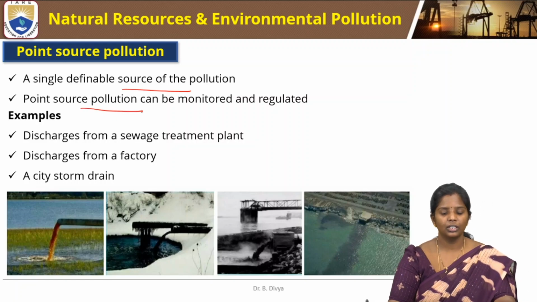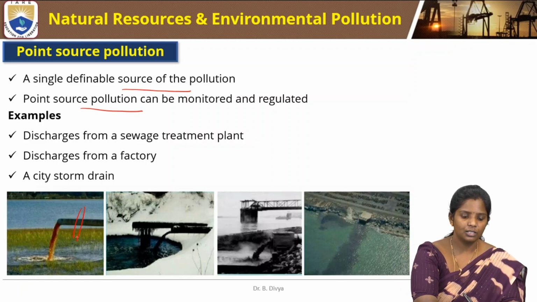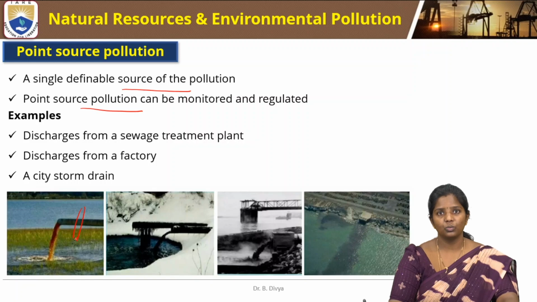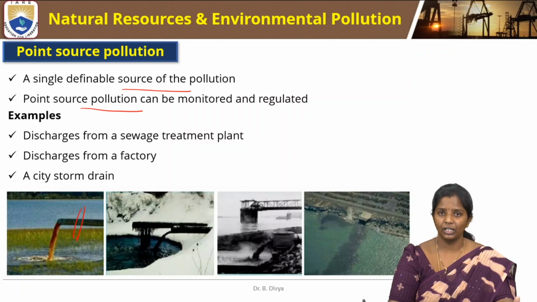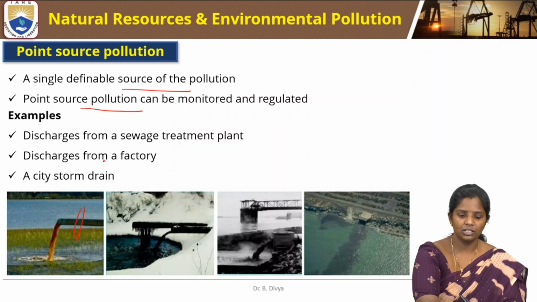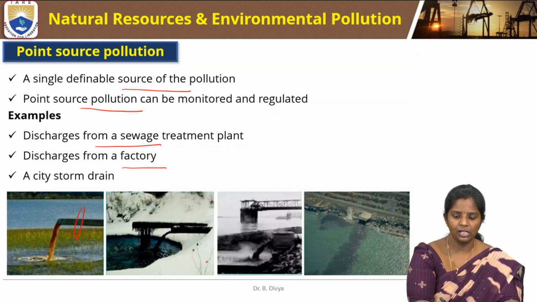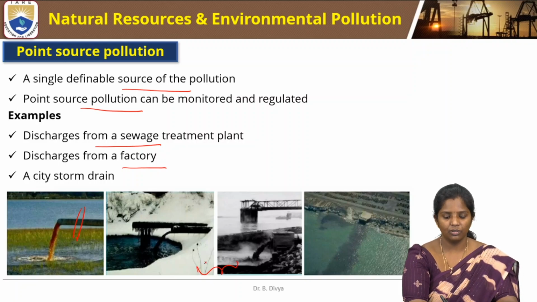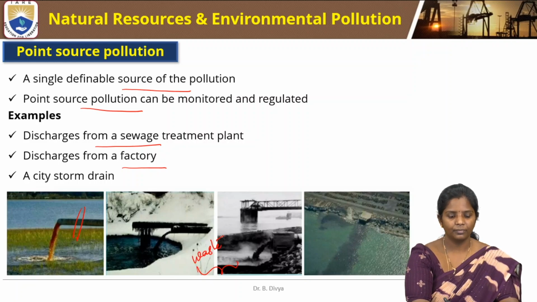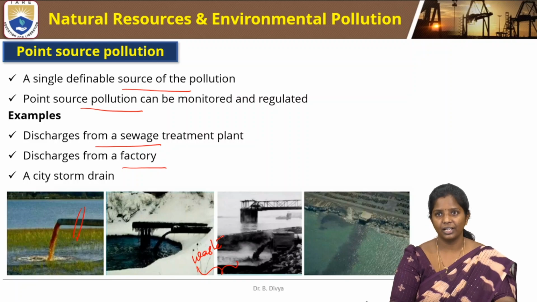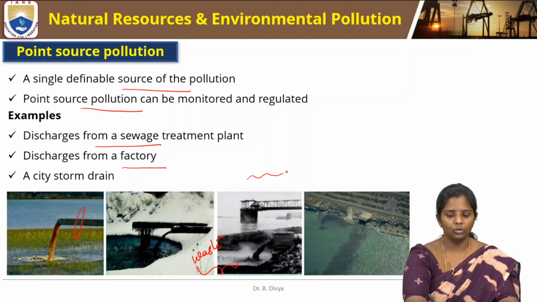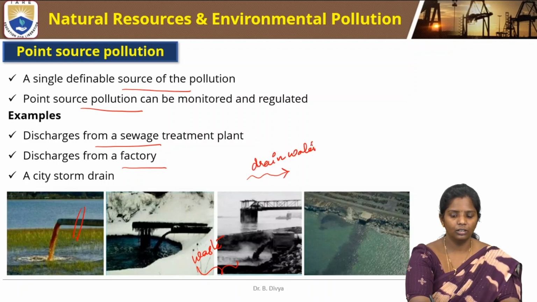Point source pollution can be monitored and regulated. We know this particular pipe is bringing polluted water into the water body, so we can regulate it easily. For example, discharges from the sewage treatment plant, then discharges from the factories, like waste from the factories. Then a city storm drain. Whenever there is a storm, the drain water goes into the rivers.